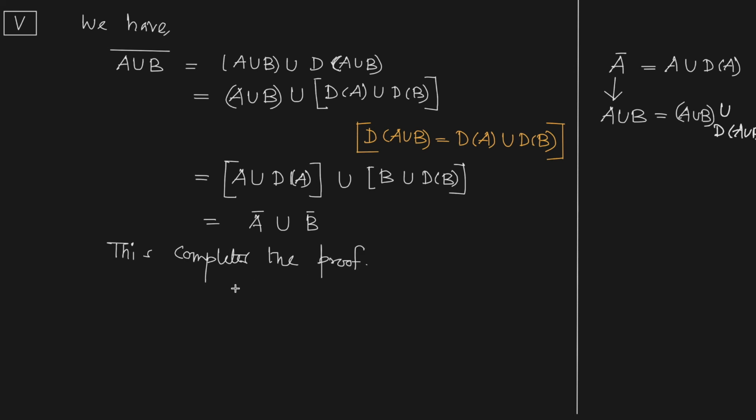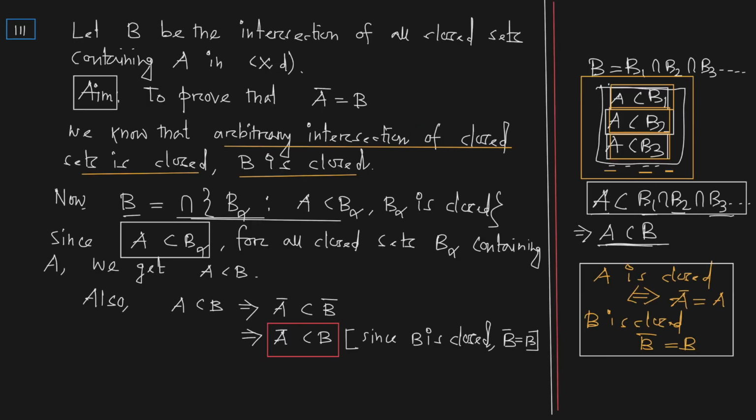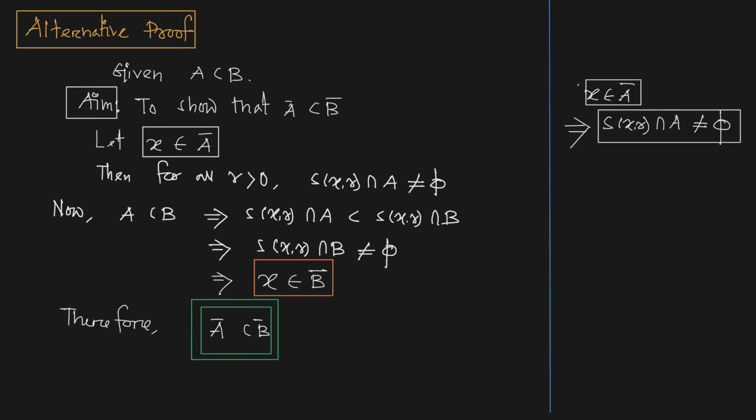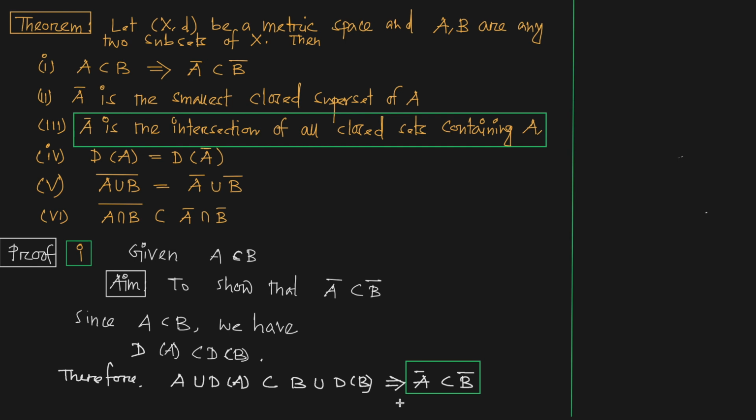So next, this is the last property. We have done 5. Now we have shown that the closure of A intersection B is a subset of A closure intersection B closure. So this is 6.